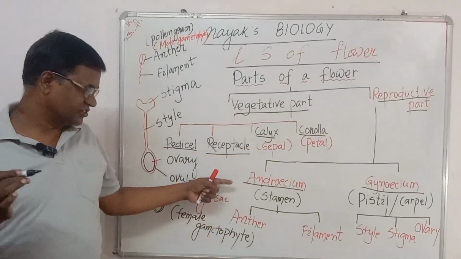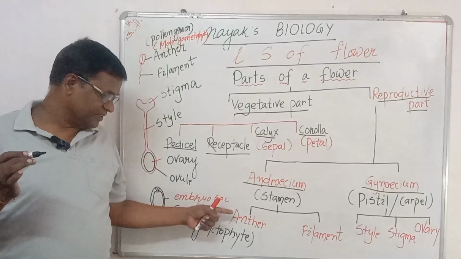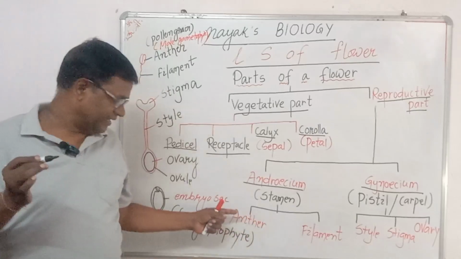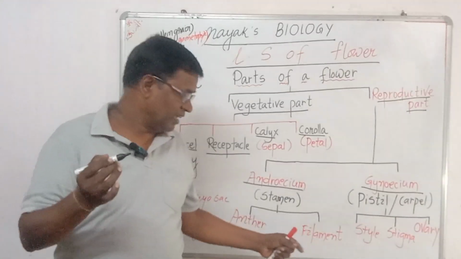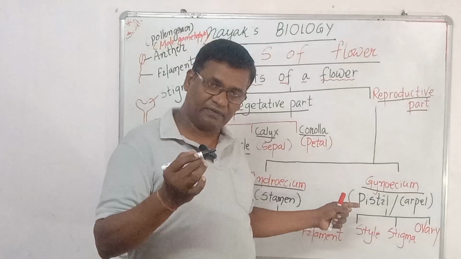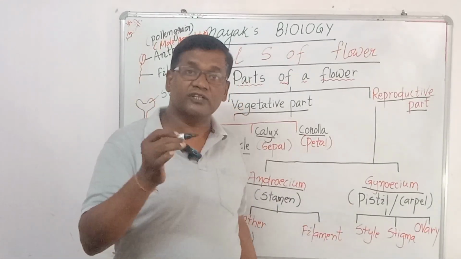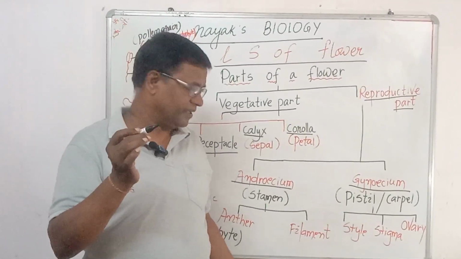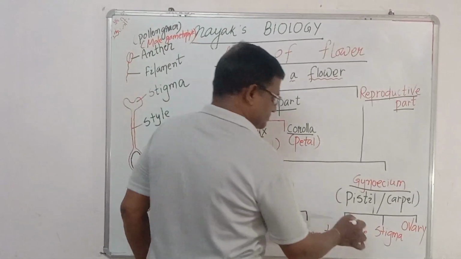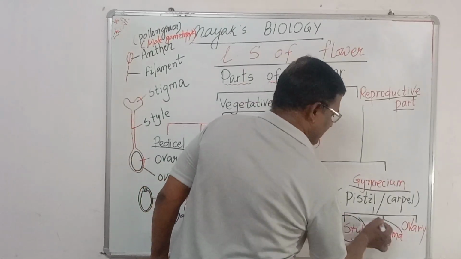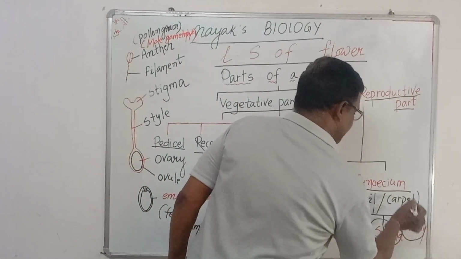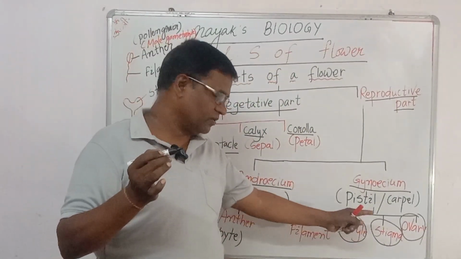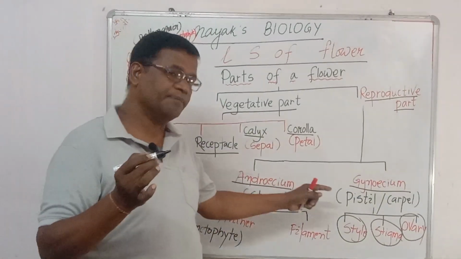The androecium consists of the stamen, and the stamen has two parts: the anther and the filament. We have to discuss what the anther and filament are. The gynoecium is a part of the flower which consists of the pistil, which we also call the carpel. Pistil or carpel is the same, it is not a different name, and it consists of the style, stigma, and ovary. Now we will discuss the stamen and pistil clearly.